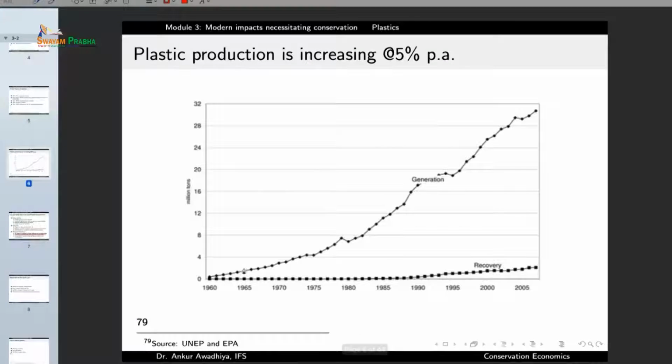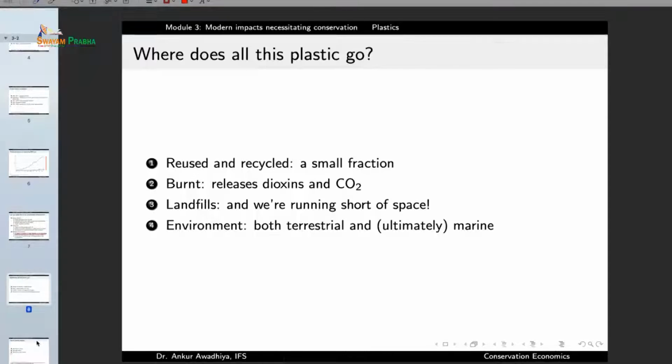If we go back to this curve, it shows us the generation of plastics, and this bottom curve shows us the recovery of plastics. Now, recovery includes recycling. So, the amount of plastics that is being recycled is a very small fraction of the total amount of plastics that is being generated every year. So, a very small portion can be reused or recycled, but what happens to the rest of the plastic? Well, some of the plastics are burnt.